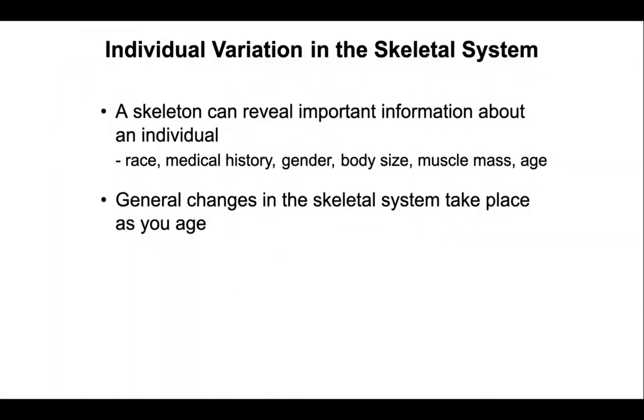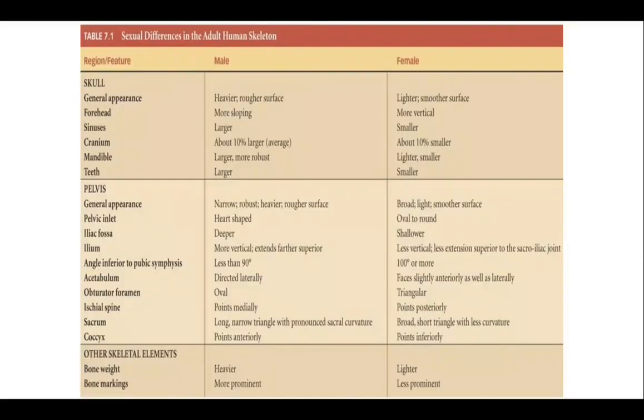So the skeleton can reveal important information about a person. There are some differences from race. We tend to see people of African descent will have greater curves in their spine. People of Asian descent tend to have less curvature to their spine. It can give indication of medical history, the gender, the body size, the muscle mass, as well as the age. So there are some general changes in the skeletal system that take place as you age.